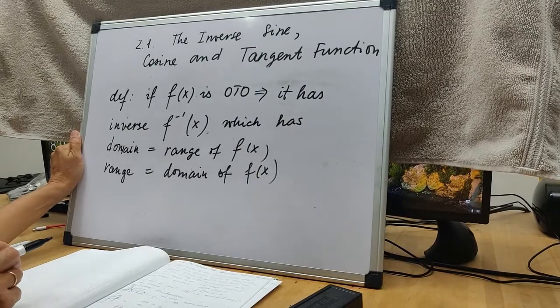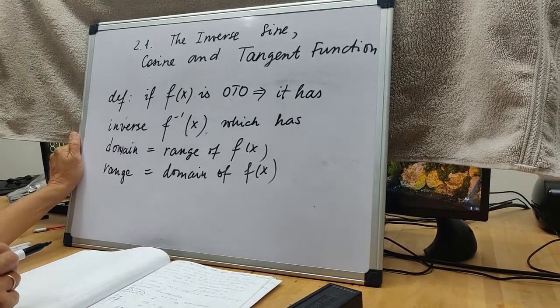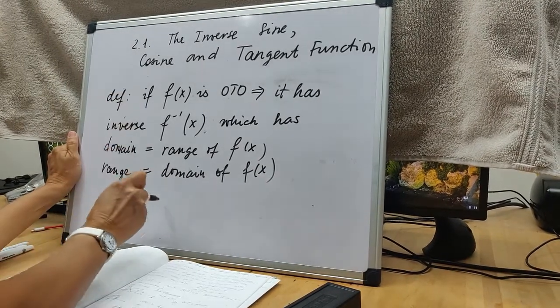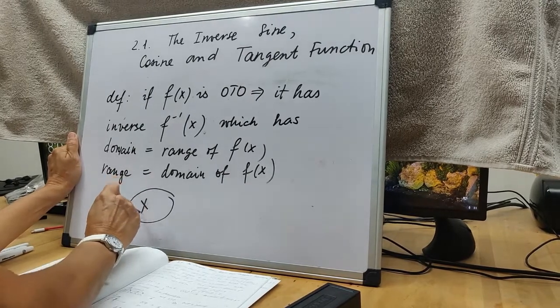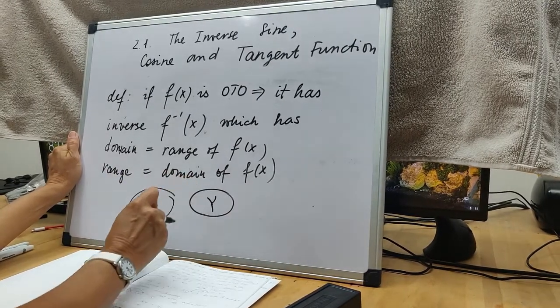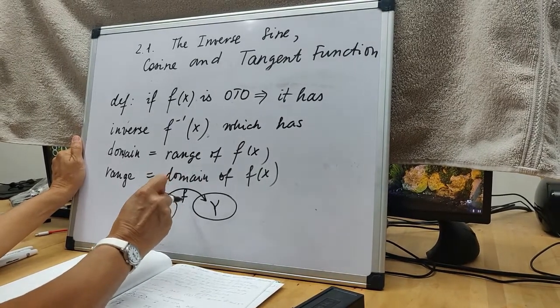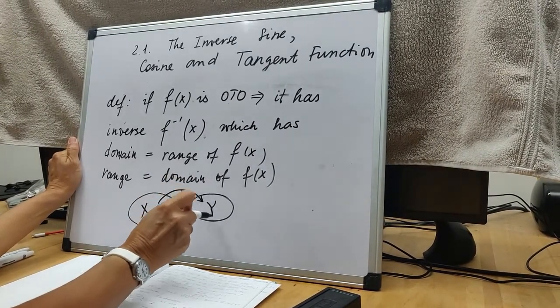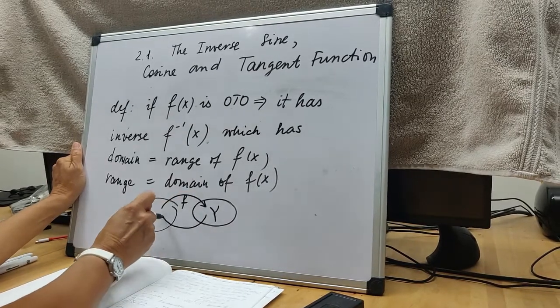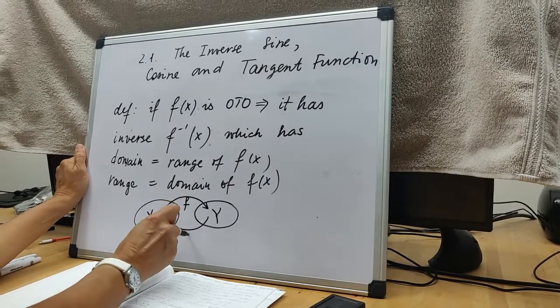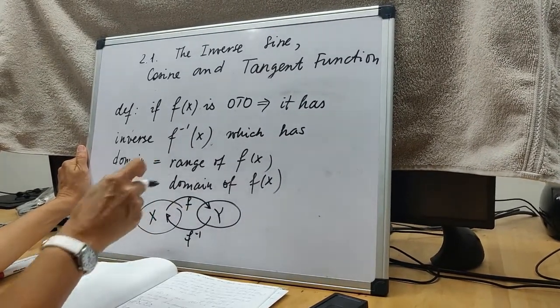So, what does it mean? Range and domain are exchanging. F of x had something like a domain, x's, and had something like a range, y's. And it was moving like this. Now, the inverse function is going to use y's as domain and x's as range. And it will move you backward. Okay?